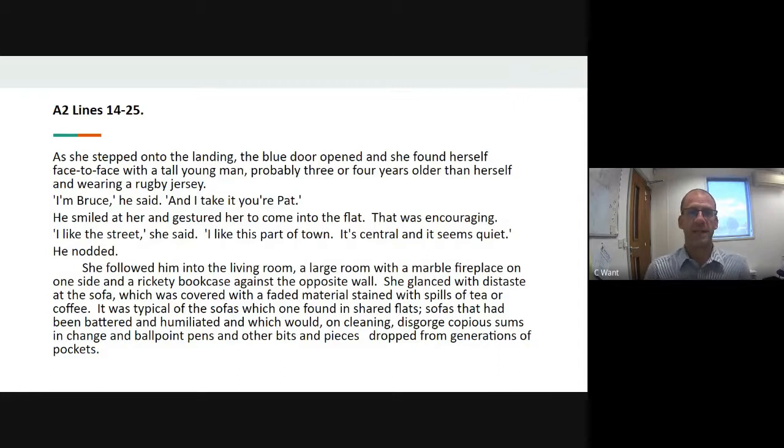And Bruce, he said, and I take it you're Pat. He smiled at her and gestured her to come into the flat. That was encouraging. So then you might take that and you might say, secondly, she then feels more relaxed because the word encouraging shows that she is being reassured.